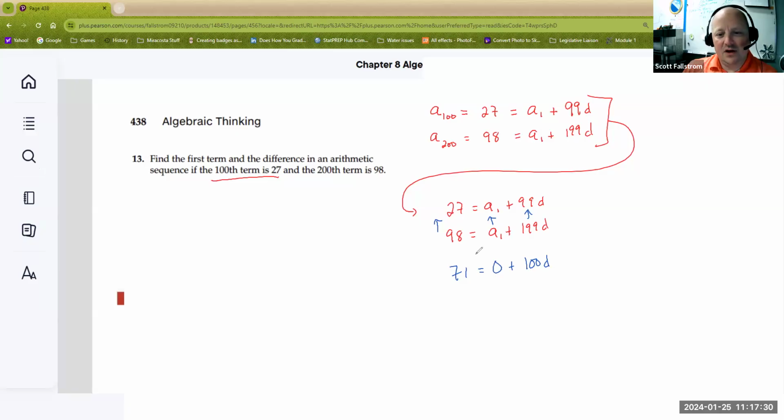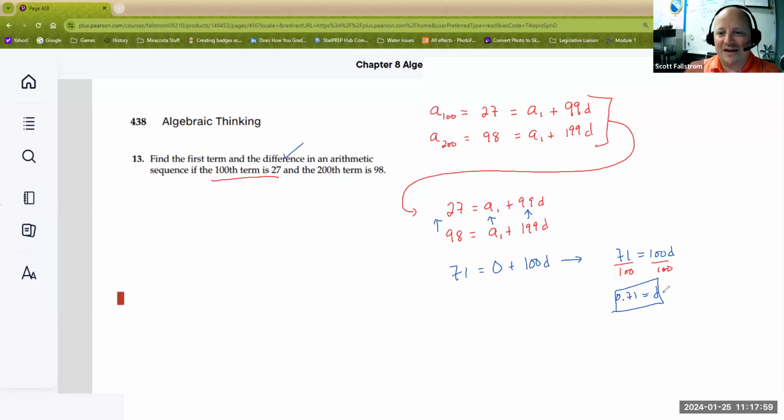So now if you were going to solve that, you could go through and get 71, oops, 71. Not sure what happened there, sorry. 71 is 100 common differences. So if you wanted to finish this one up, just divide by 100, and you're good to go. 0.71 is equal to the common difference. So it says find the common difference. I now have the common difference.